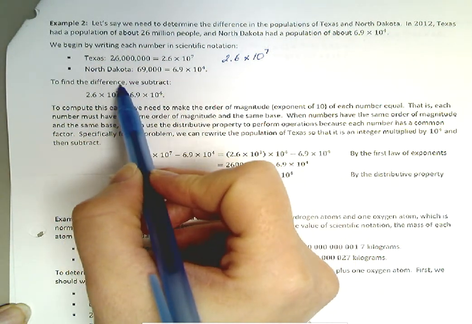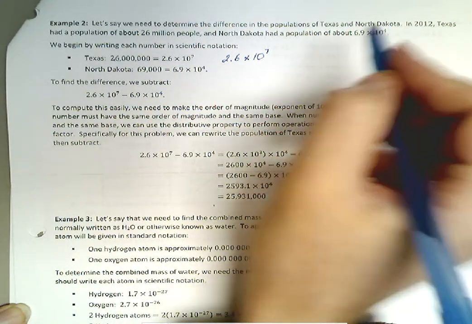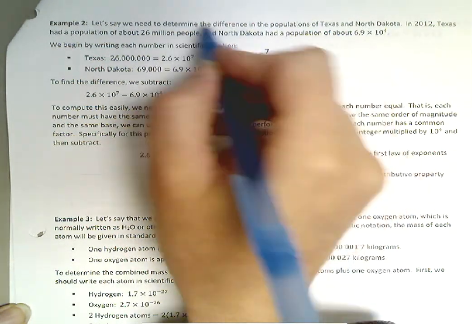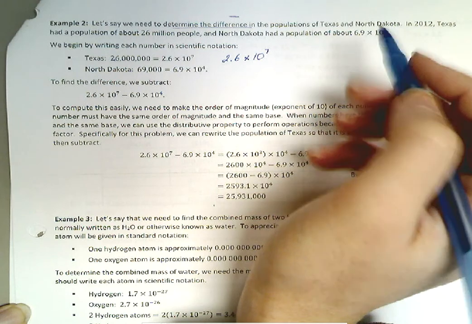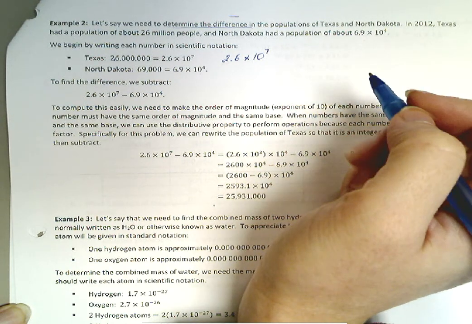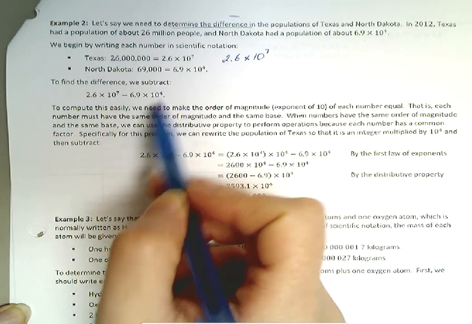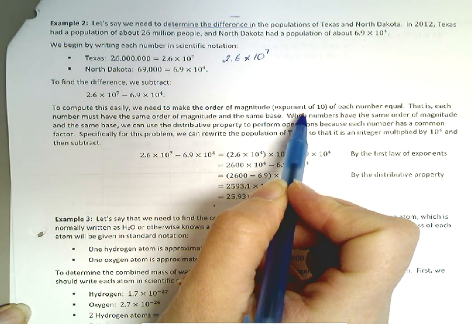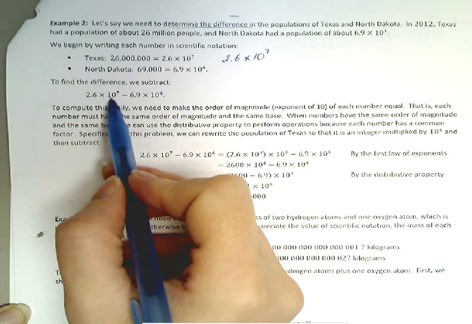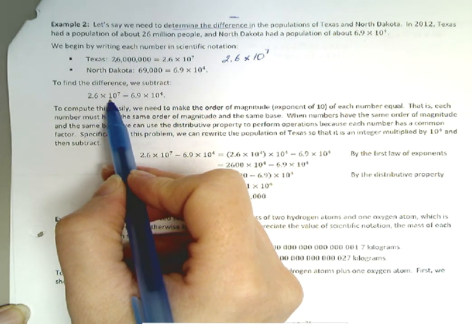To find the difference, the word difference tells us that we need to subtract. So it says we need to determine the difference, right? The difference is a subtraction problem. So we are going to subtract one from the other. We are subtracting the Texas population and North Dakota. To compute this easily, we need to make the order of magnitude, the exponent of 10, of each number equal, because I cannot take away 10 to the 4th from 10 to the 7th. It doesn't work that way because the numbers are different.